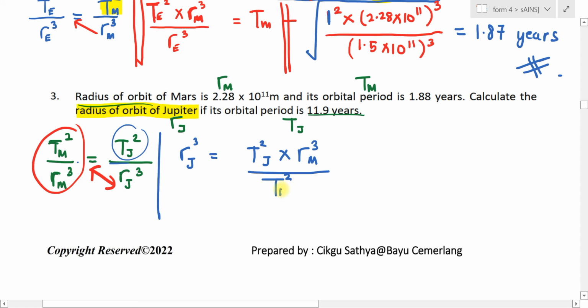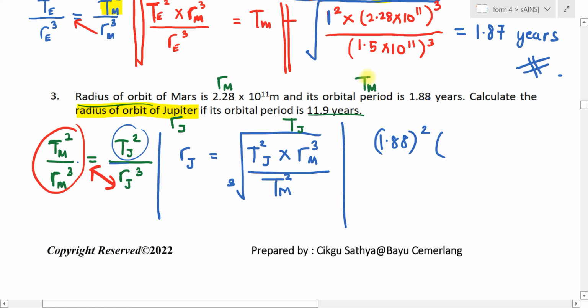TM square, and then cube. Ni pergi sana, dia akan jadi cube root. Okay, baru kita ganti. Jupiter punya period 1.88. Jangan lupa square. Lepas tu darab dengan radius of the mass.